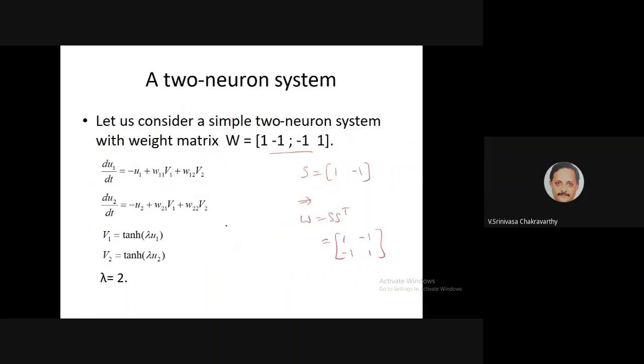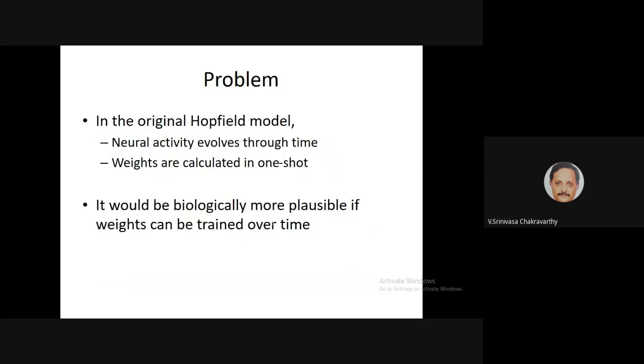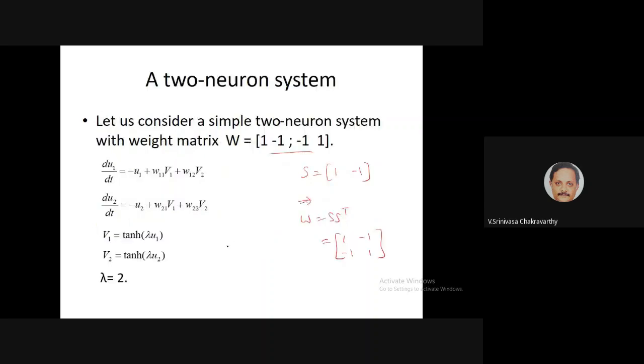Now, if you take 2 neurons like this, then you can couple them by 4 coupling coefficients, W11, W12, W21, W22. And if you store a pattern like 1, minus 1, the weight matrix will be 1, minus 1, minus 1, 1. Because here also, although the equations look slightly different, the storage will be exactly the same. So here also, storage is by Hebb's rule.